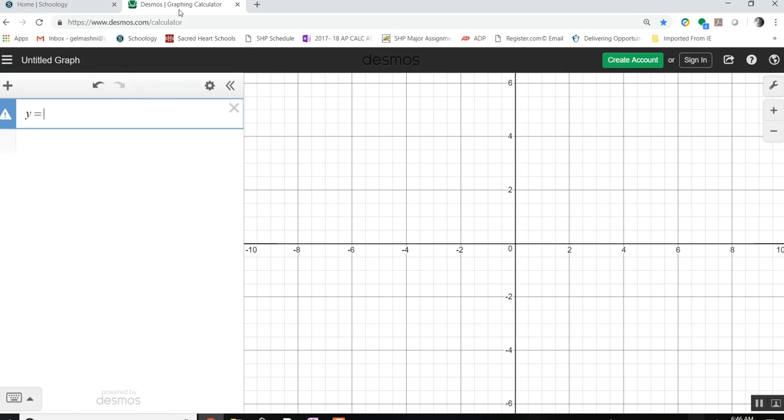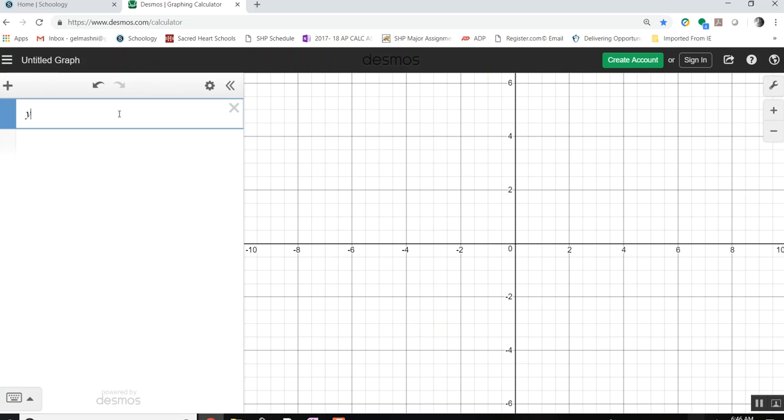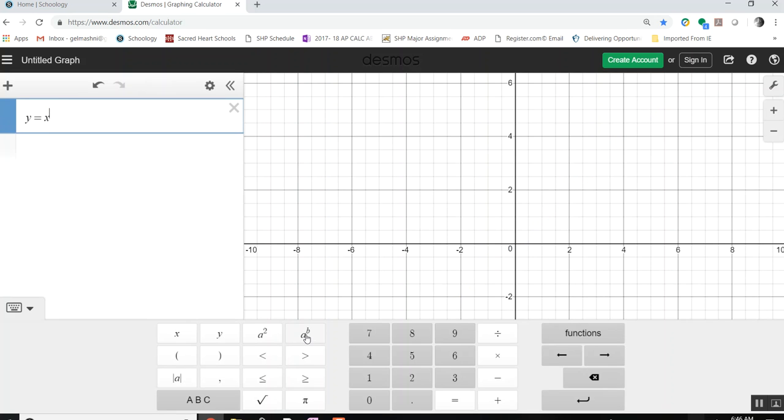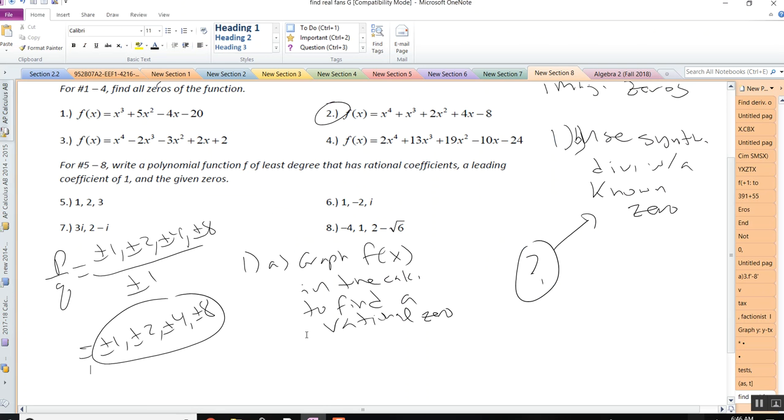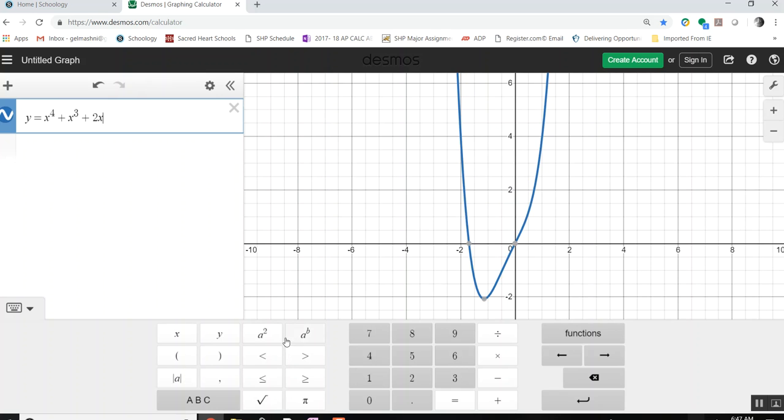So y equals x raised to the 4th power. Let's see. Why am I struggling here? Y equals x. Oh, there we go. To the 4th power plus x cubed plus 2x squared plus 4x minus 8.